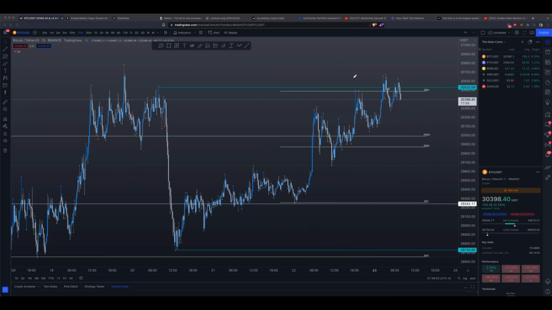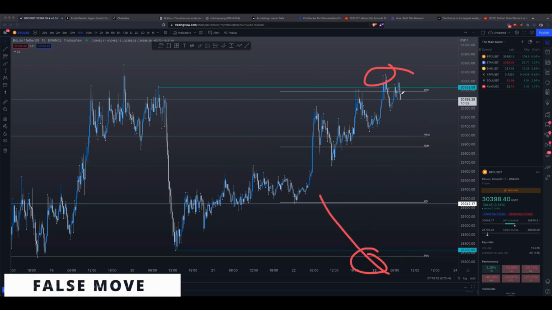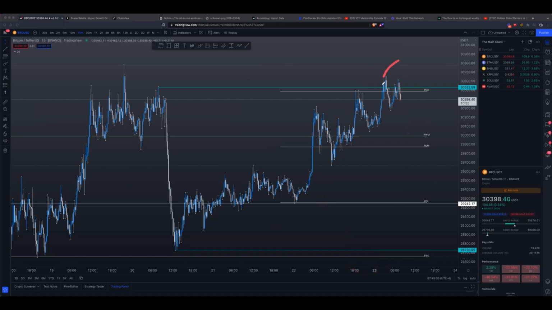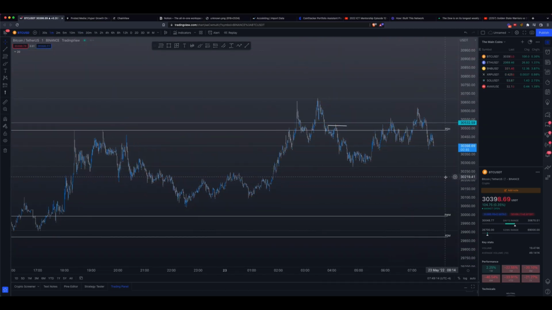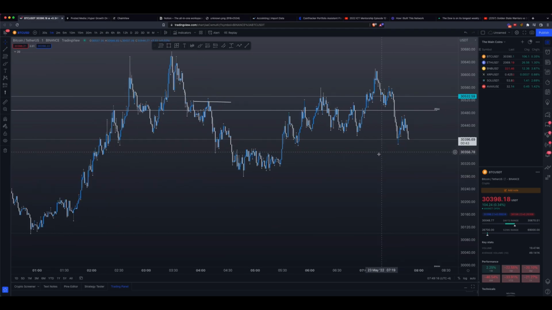The first level that gets broken, you want to short that or you want to go long at that, right? Because that is what we call a false move. So basically, price is going to reverse after doing the false move. Notice how after you broke this level, I immediately started looking for shorts. And you can see that that short would have played out actually. It would have hit my target exactly.